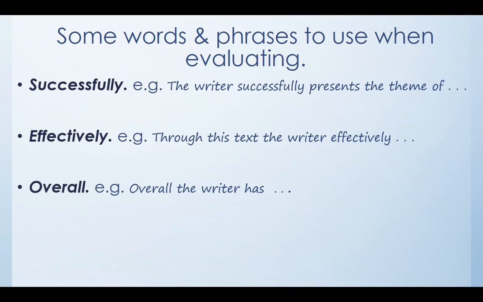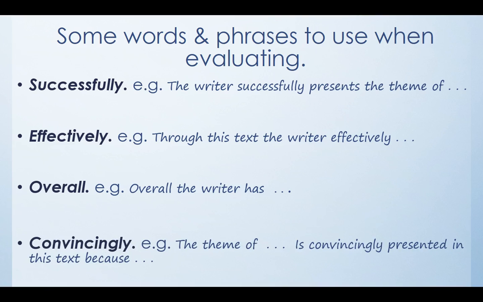You could use the word overall, because that shows that you are dealing with the text as a whole, and this is a useful one to have at the end of your evaluation in response to question 6. So overall the writer has whatever they might have done. And then convincingly, again, this is a nice positive one. The theme of whatever it is convincingly presented in this text because, and again, this is a useful one at the end of your response to question 6 when you're sort of summing up and you're coming to the end of it. So there are some suggestions of words that you can use to answer that evaluative question.